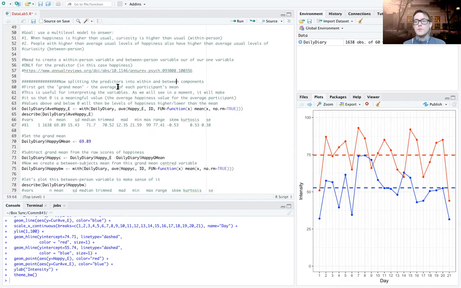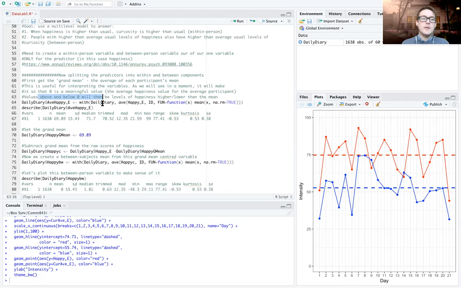The first thing we have to do is to get the grand mean of our predictor variable, in this case, happiness. The grand mean is just the average of each participant's mean. The reason we do this is that it becomes very useful for interpreting the variables. As we'll see in a minute, it will make it so that 0 becomes a meaningful value. It will be the average happiness value for the average participant. Values above and below 0 will then be levels of happiness that are higher or lower than the mean.